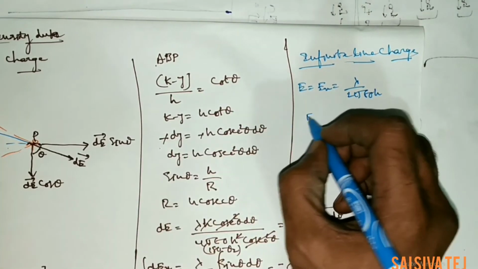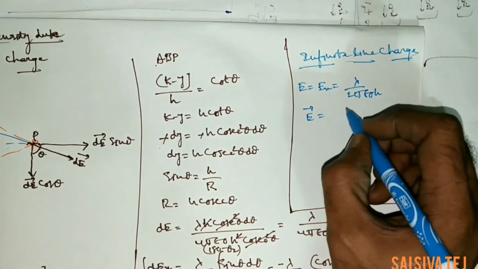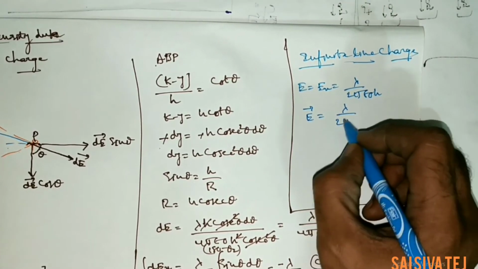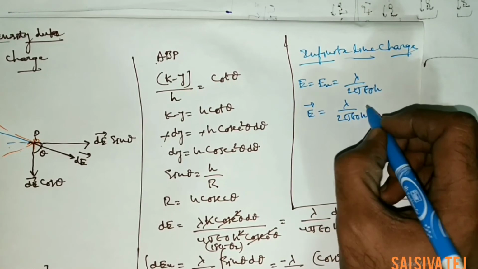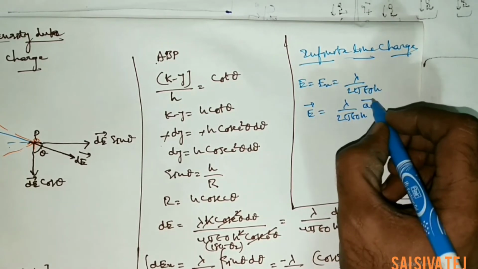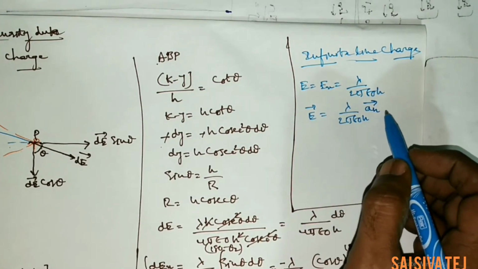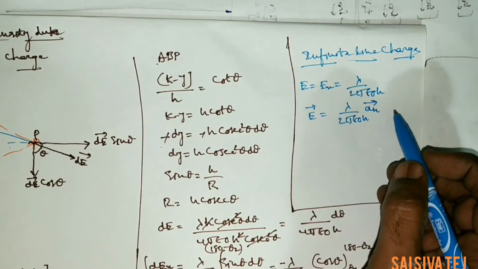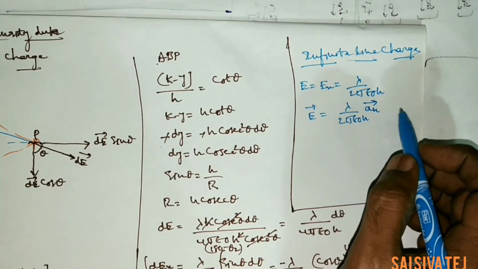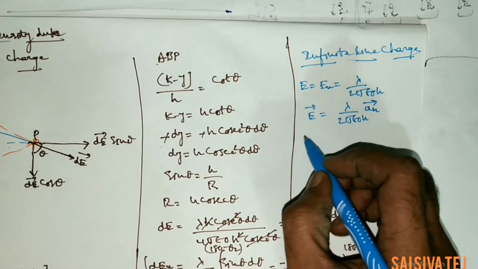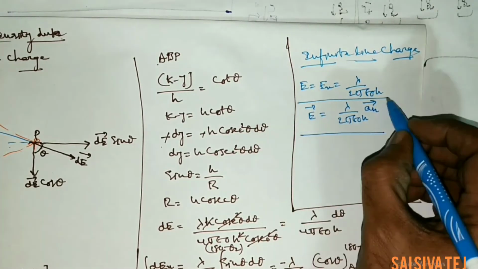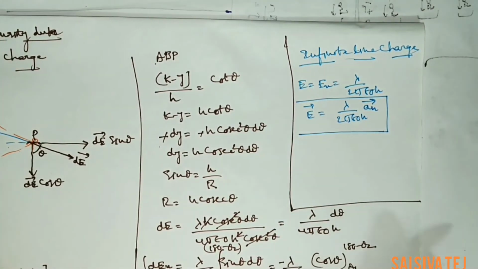And when we consider the vector component, we are going to have E bar equal to lambda by 2 pi epsilon naught h into a_n cap, where a_n cap is the unit vector perpendicular to the infinite line charge. So that is how we can find out the electric field intensity due to an infinite sheet of charge.